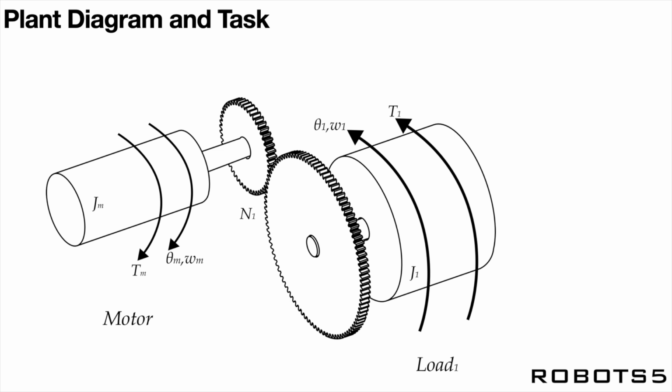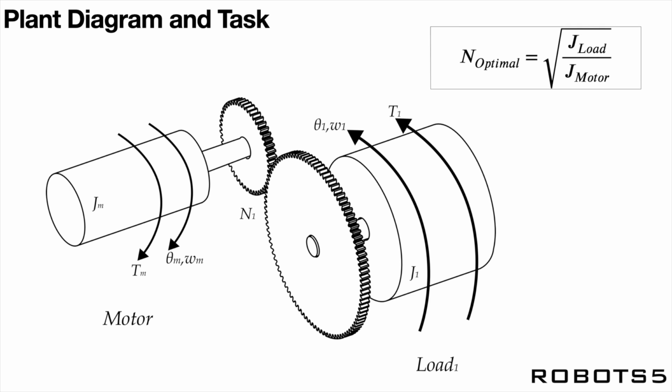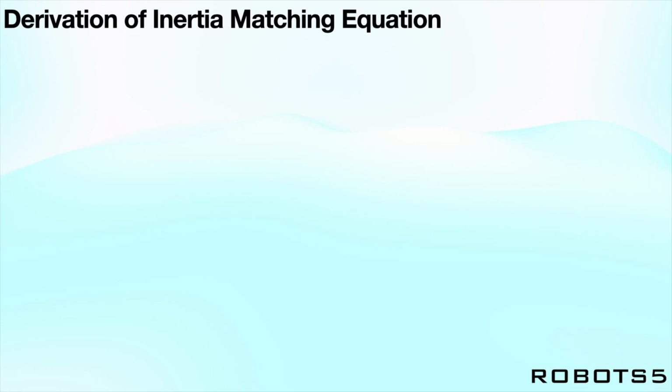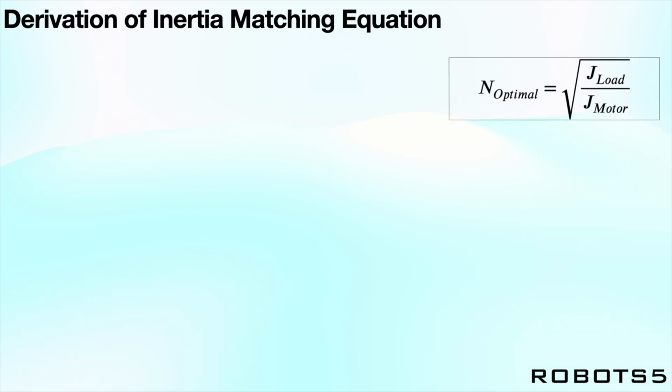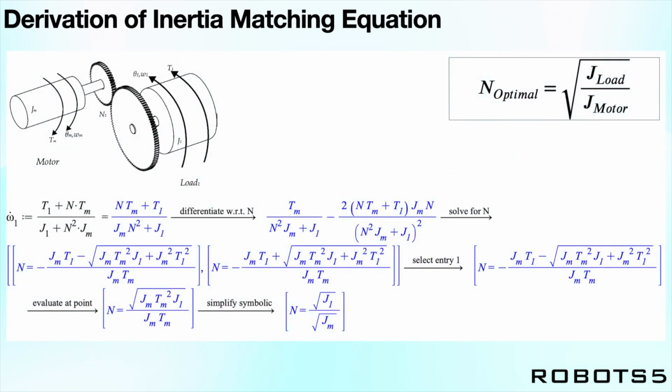Our goal is to choose the gear ratio to maximize the angular acceleration of the load for a given motor torque. To get the optimum gear ratio for this system, we'll be using the inertia matching formula, where J load is the moment of inertia of the load and J motor is the moment of inertia of the motor. The inertia matching formula is very popular, but it might not be too obvious how to derive it. So I'll do a detailed walkthrough at the end of the video using Maple.